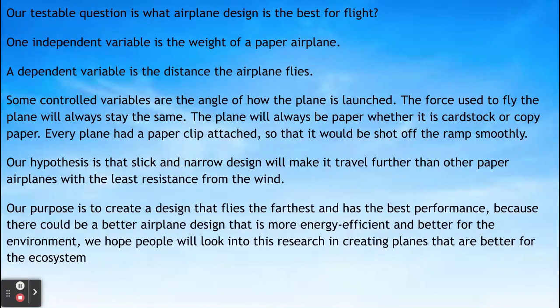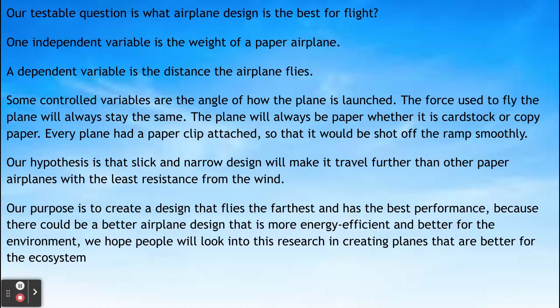Our testable question is what airplane design is best for flight? One independent variable that we had is the weight of the airplanes. A dependent variable is the distance the airplane flies. Some control variables are the angle at which the plane is launched. The force used to fly the airplane will stay the same. The plane will always be paper, whether it's cardstock or copy paper. Every plane has a paperclip attached to it, so it will be shot off the ground smoothly.